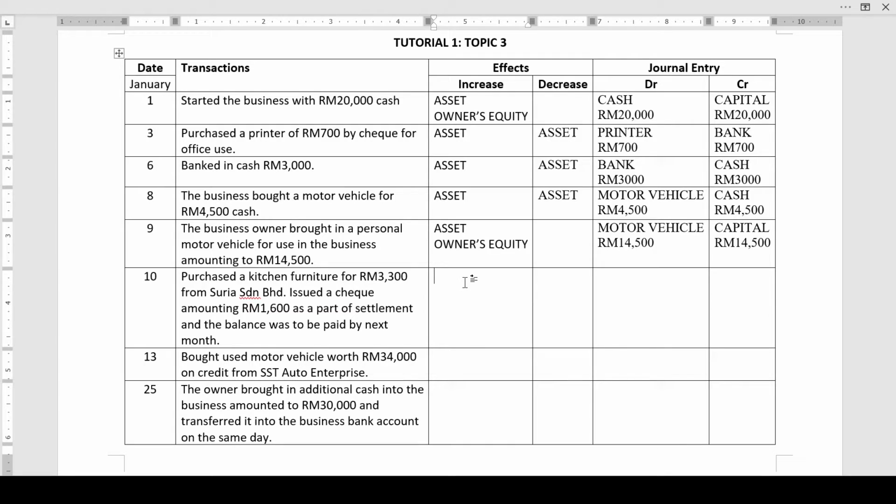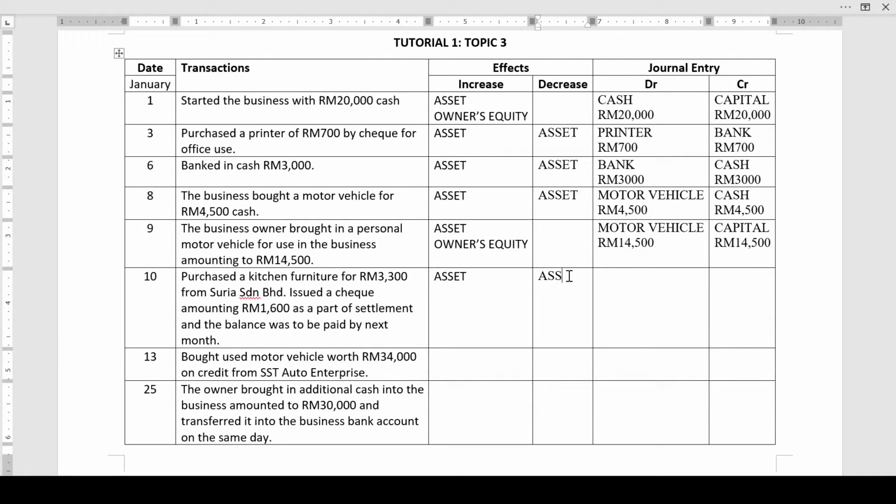So how do we get this asset? We pay partially by cash. So what happened to our cash at bank? Because by check, so check is cash at bank. So what happened to our cash at bank? Decrease by 1,600. So meaning there is a decrease in our asset, which is cash at bank.